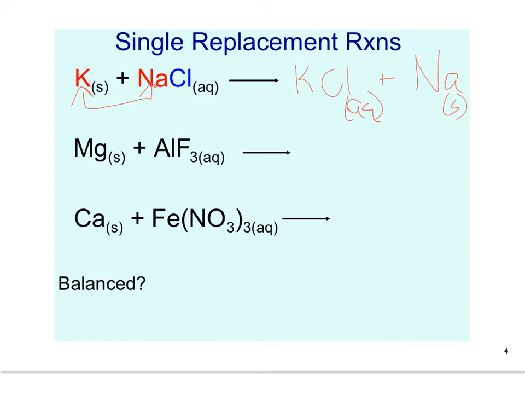And then don't forget, you need to balance charges. So if I look at potassium is +1, chlorine is -1, well, in this case, it kind of balanced itself out. So we're good, and we can move on to the next example.